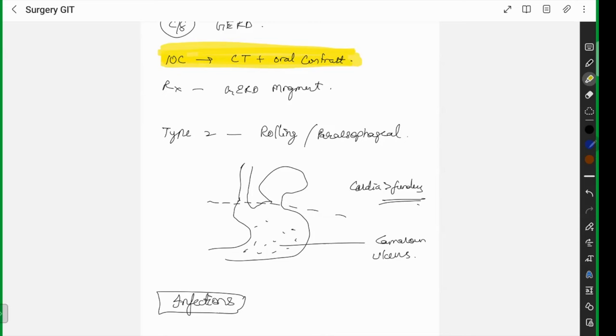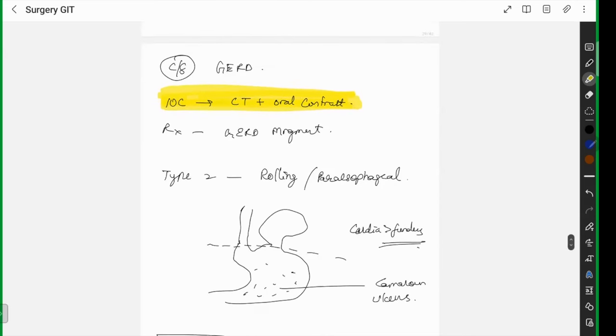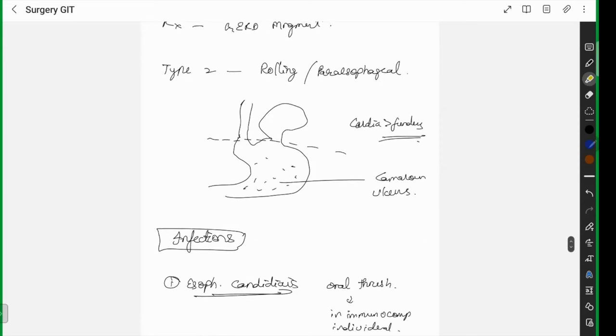Those are nothing but, I'll just tell you once again. Before moving to it, I'll just discuss this and then move there. So type 2 is your paraesophageal hernia. And you have type 3. Type 3 is nothing but mixed. When you have a mixed type, M-I-X-E-D, you have rolling as well as sliding.